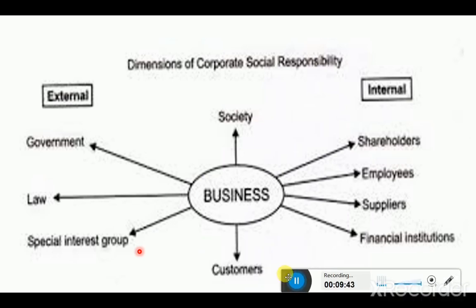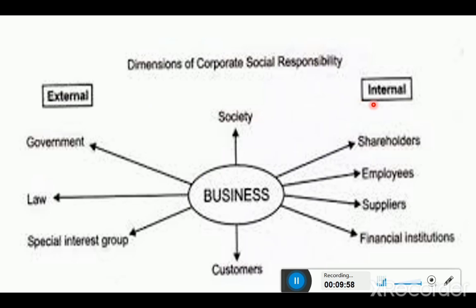When we are talking about corporate social responsibility, it means organizational social responsiveness. So now the company's social responsiveness must be toward internal factors and must be toward external factors.